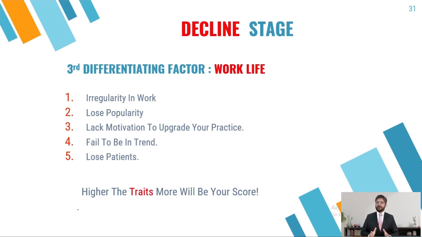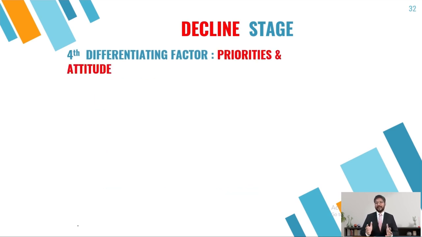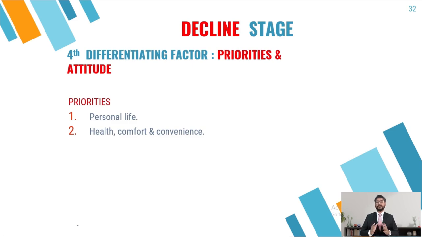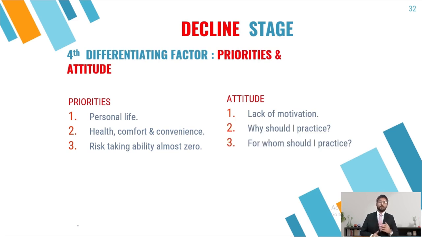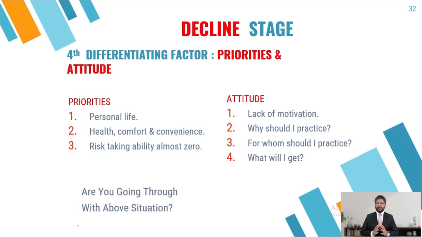Now let's talk about the fourth differentiating factor, that is your priorities and attitude. If it's an unnatural decline stage, your priorities are just like they are in the saturation stage, but your risk taking ability is almost zero. If we talk about the attitude towards practice, there is a complete lack of motivation. You don't have any excitement to go to your practice. You start thinking, why should I practice? For whom should I practice? What will I get? So if you start getting these questions, probably it's a sign that you are in declining stage. Are you going through it?